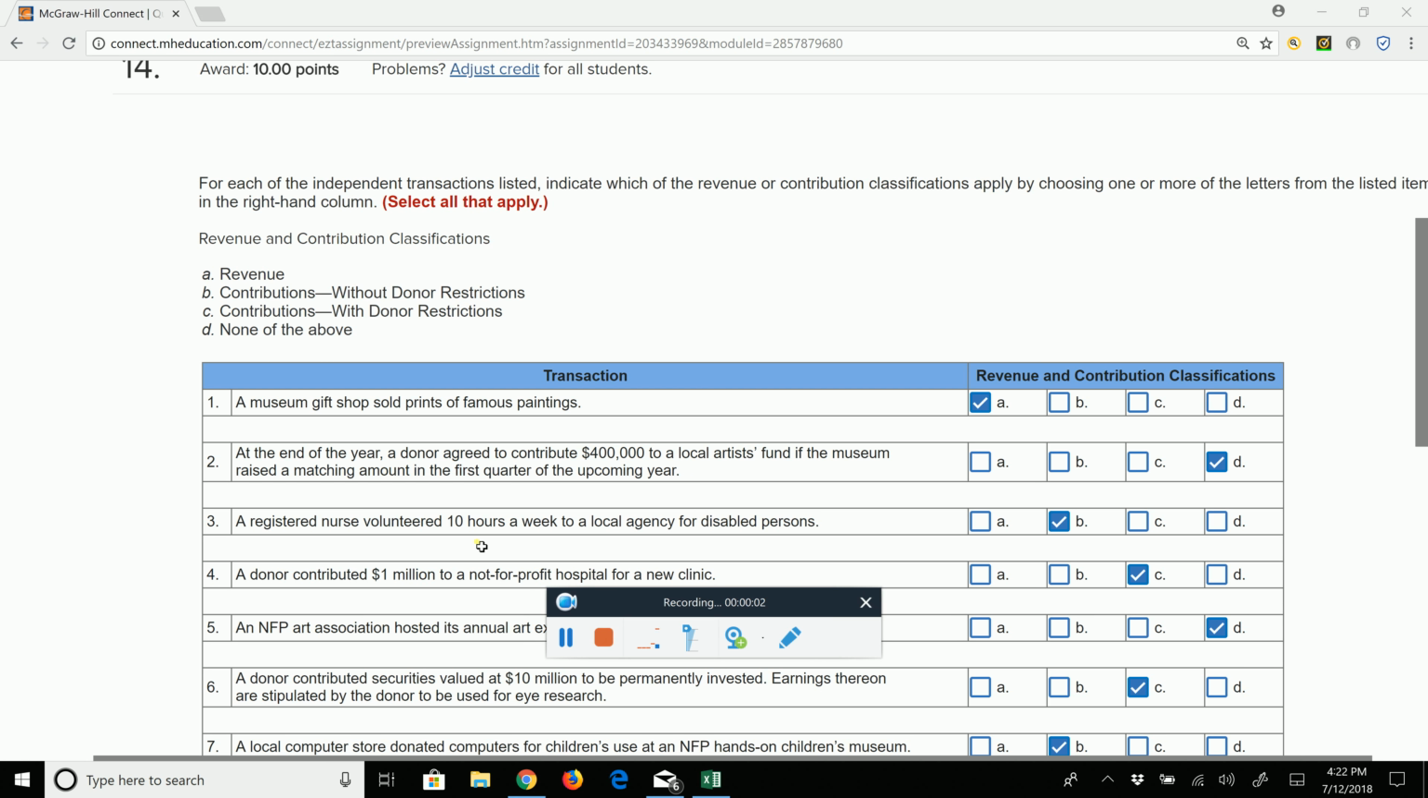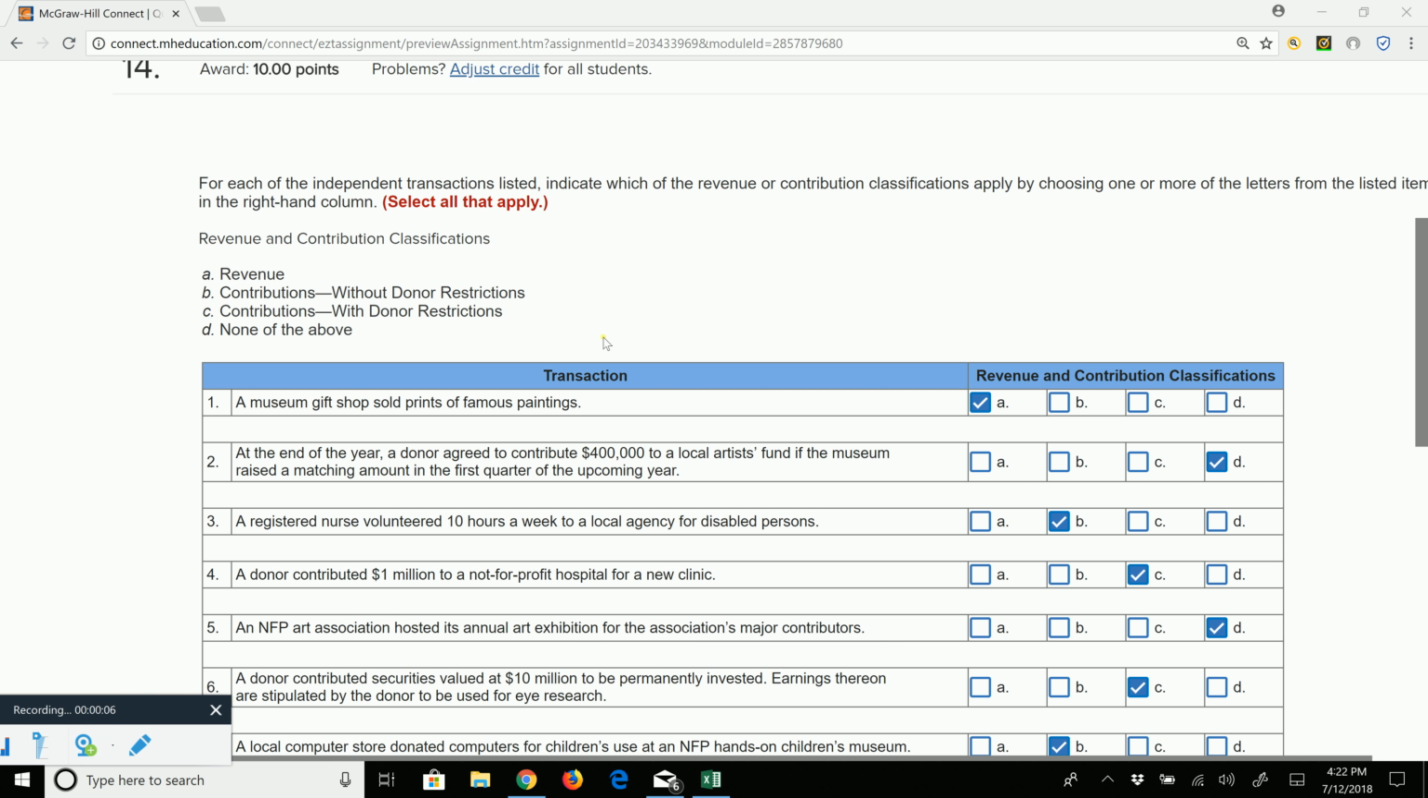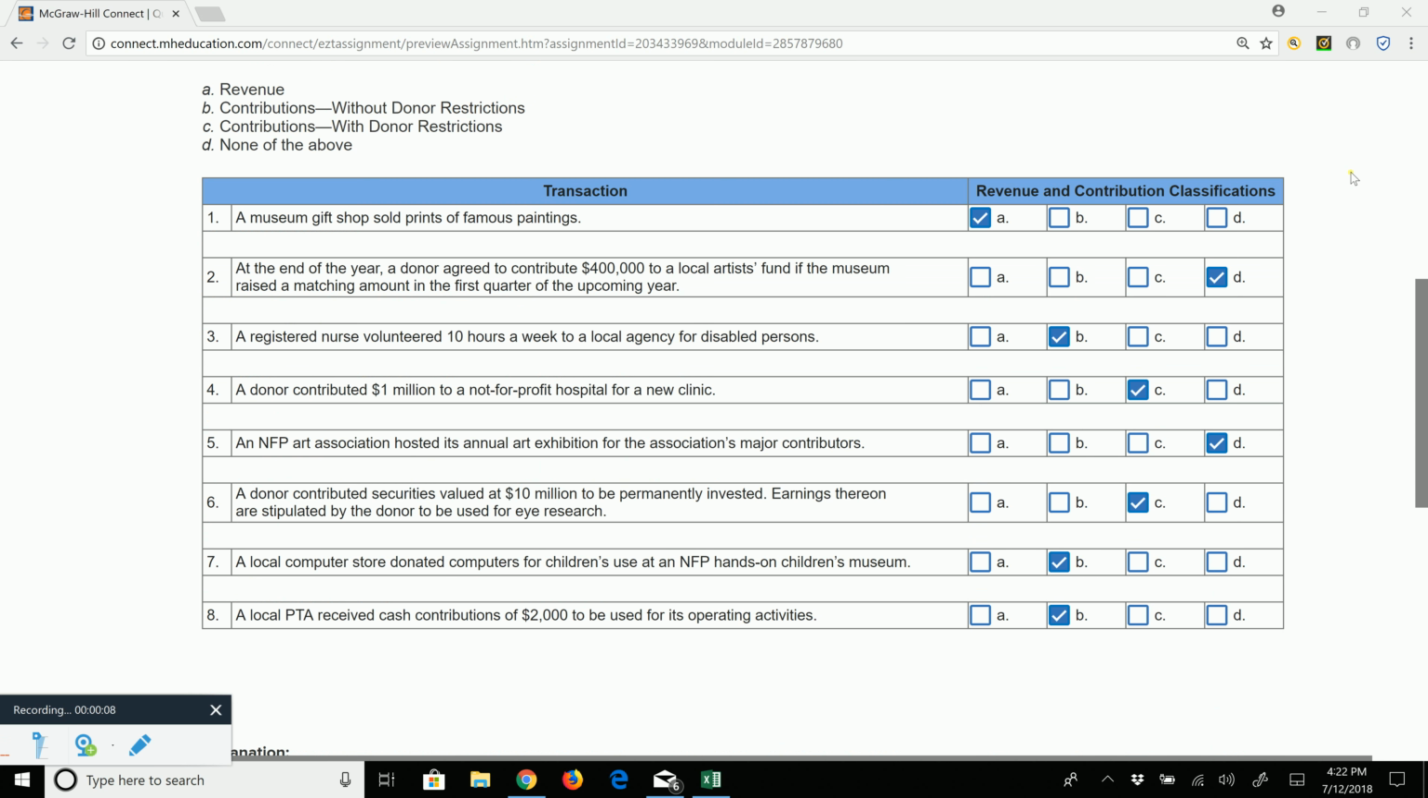Well, hello everyone. In this particular recording, we're going to go through our homework for the first of 3 not-for-profit chapters. Specifically in this chapter, we're going to talk about private nonprofits. We won't be talking about governmental nonprofits or public nonprofits. Specifically, we're going to be talking about private nonprofits.